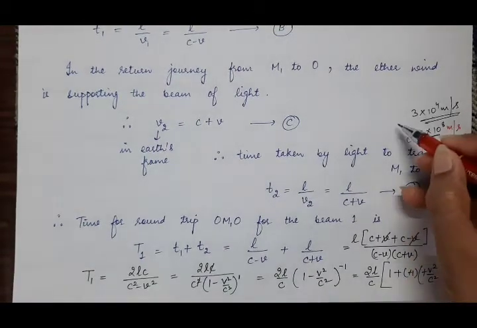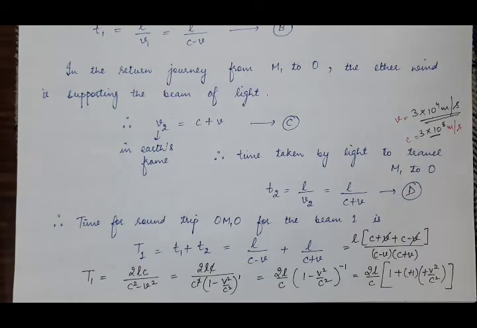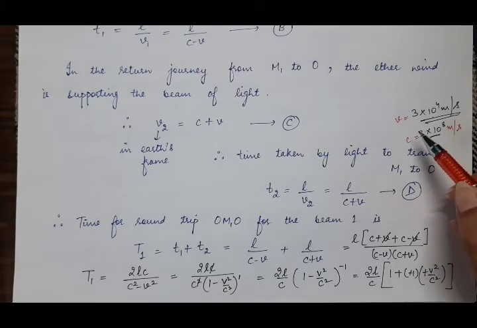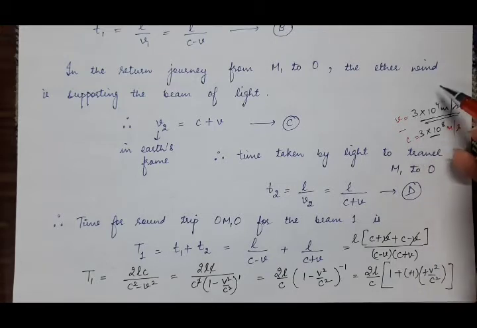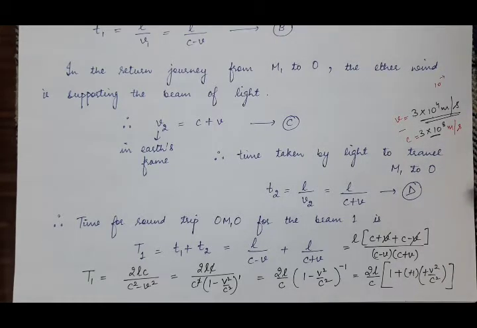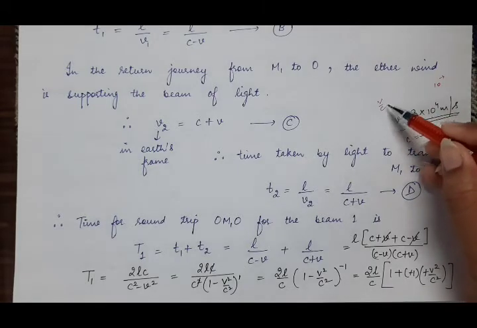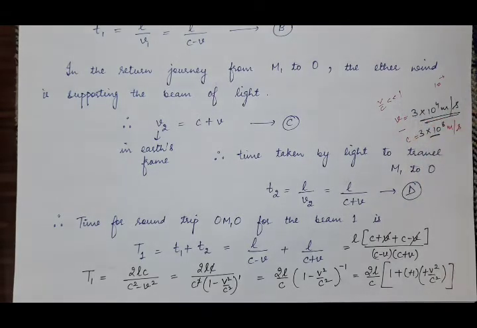And v is the orbital velocity of Earth. The orbital velocity of Earth we have already calculated in the previous chapter in one of the articles, and it came out to be 3 into 10 raised to power 4 meter per second. And when you divide this v by c, you will get 10 raised to power minus 4.